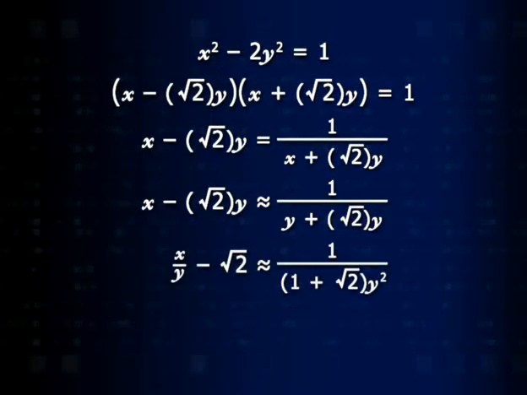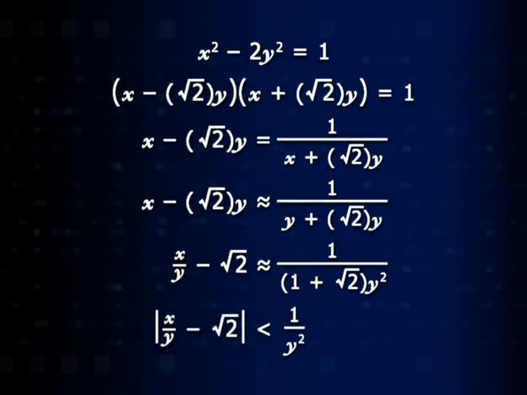over y minus the square root of 2 is approximately equal to 1 over the quantity 1 plus the square root of 2 times y squared. And if we take the absolute value of both sides and introduce a little inequality by throwing away that number 1 plus square root of 2, then we'd come upon the perhaps familiar-looking inequality: the absolute value of x over y minus the square root of 2 is less than 1 over y squared.